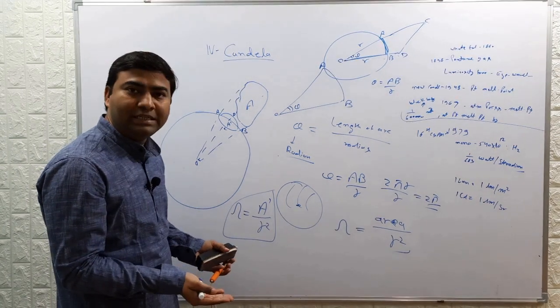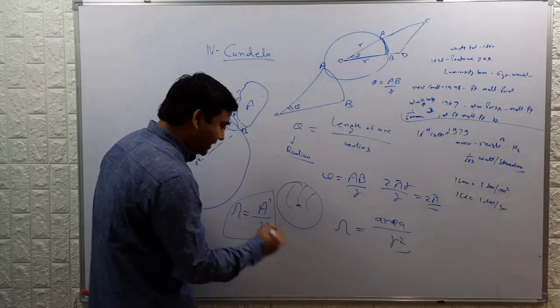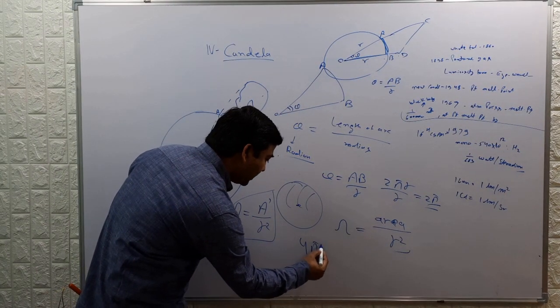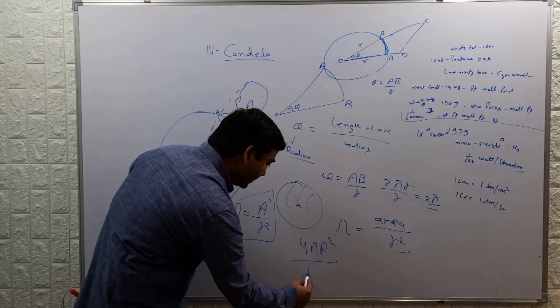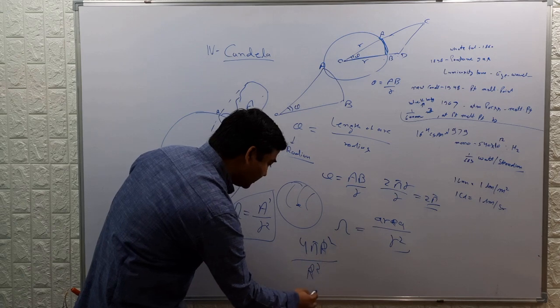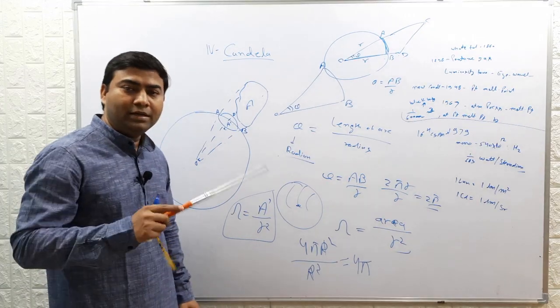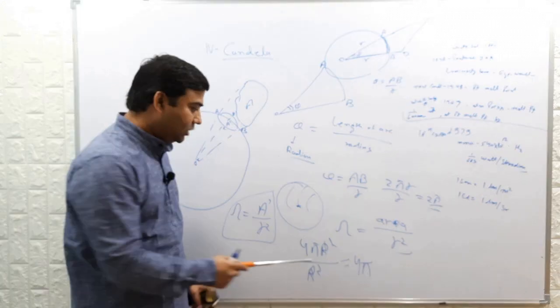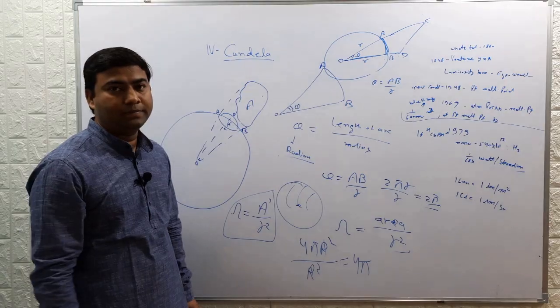Similarly, for a complete sphere, we know the complete sphere area is 4 pi R square, divided by R square. We cancel and this is 4 pi. So a complete sphere subtends an angle of 4 pi steradian at the center of the sphere.